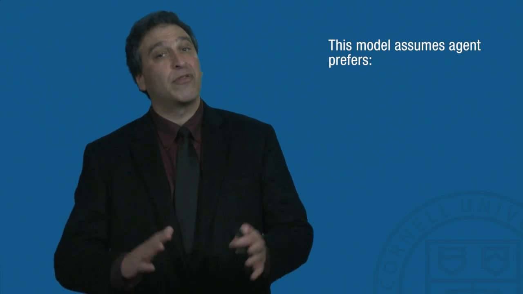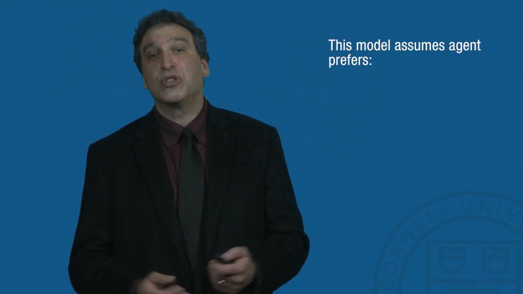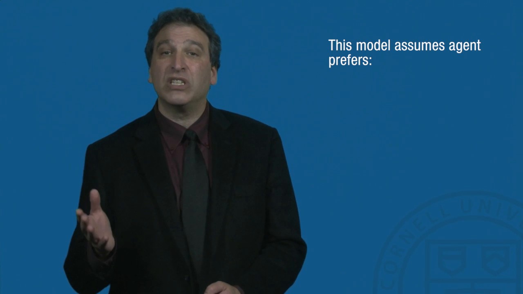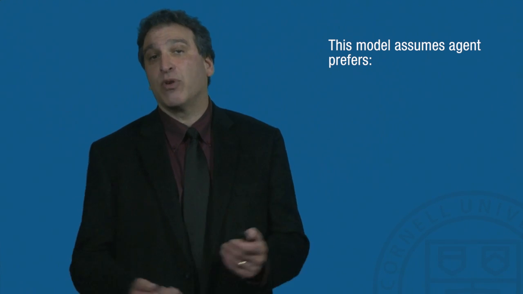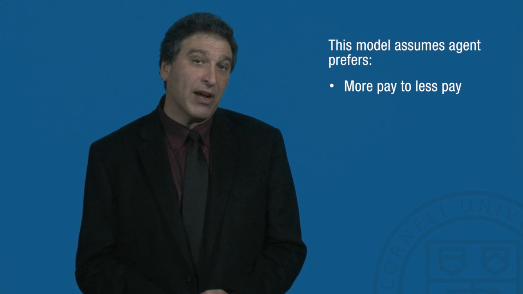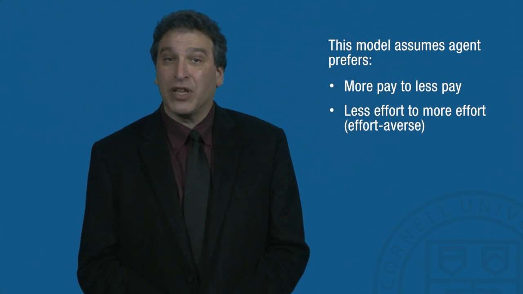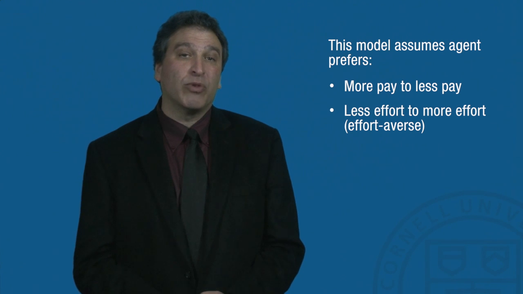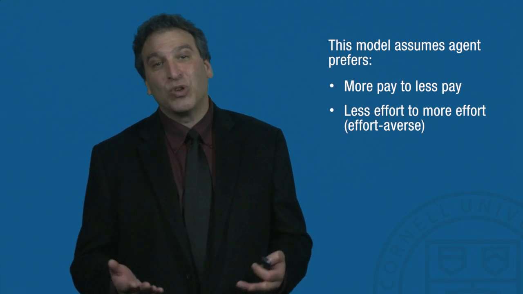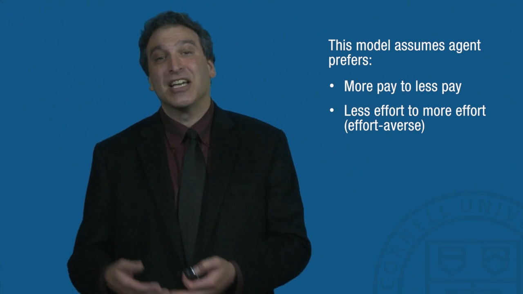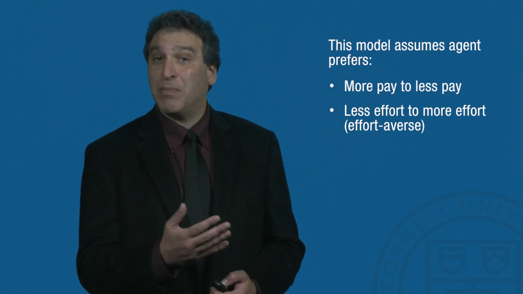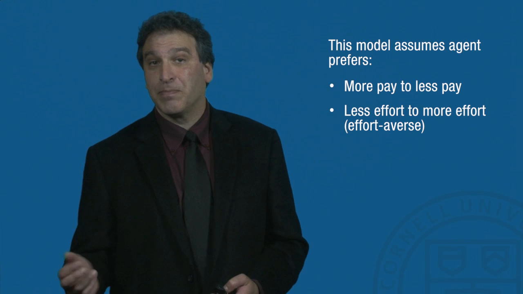Now, let's look at this from the agent's perspective. They are looking out for number one. They are trying to do the best for themselves. But money's not the only thing that they want. Naturally, everyone prefers more money to less. But there are other things that they care about. Effort is one of them. Economists usually refer to people as being effort averse, meaning everything else equal, they'd rather work less than more. So they're going to be much happier if they can get the same pay for less effort.